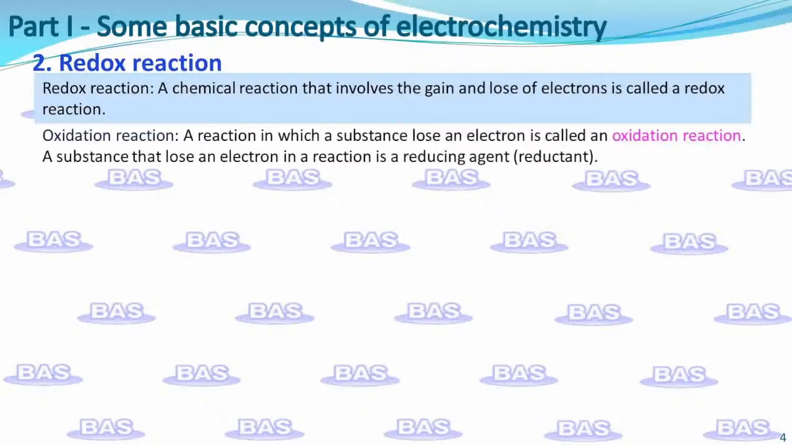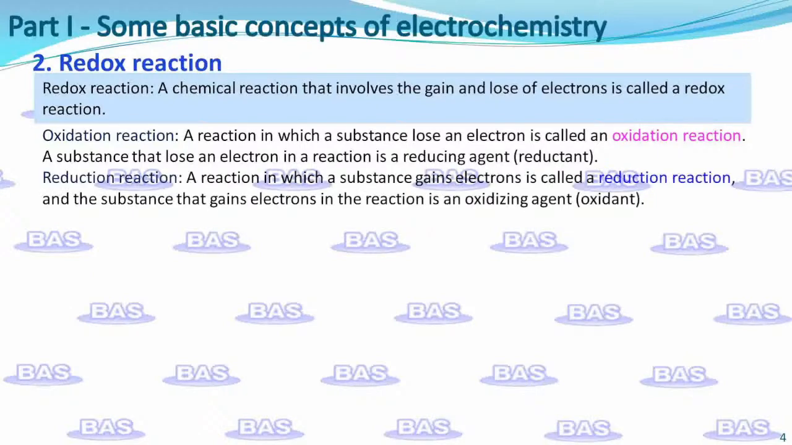The reaction in which a substance loses electrons is called an oxidation reaction, and the substance that loses electrons in this reaction is a reducing agent or reductant. Conversely, the reaction in which a substance gains electrons is called a reduction reaction, and the substance that gains electrons in this reaction is an oxidizing agent.